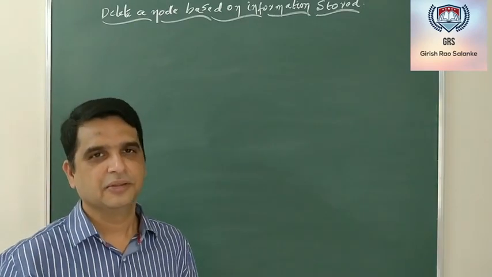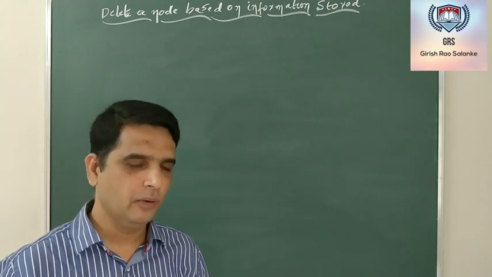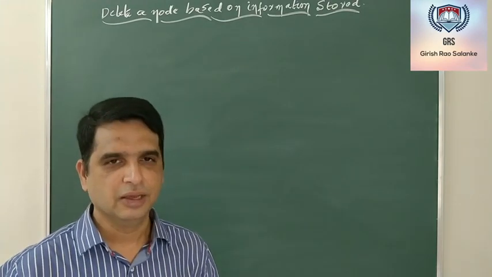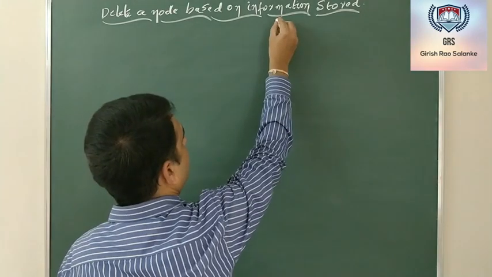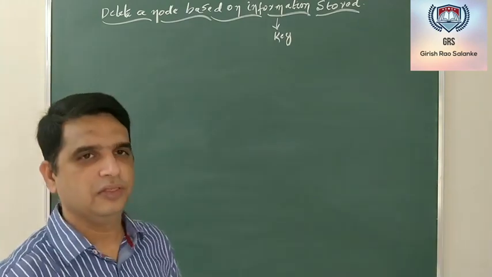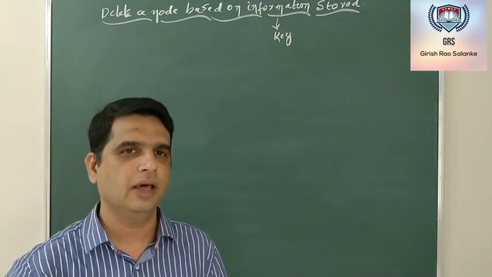Hello friends, welcome back. In today's video, we are going to discuss how to delete a node based on the information provided by the user. Information, in the sense, let me call this information a key. Assume that this key is stored in one of the nodes in the given linked list and I am supposed to perform the deletion operation on that particular node.